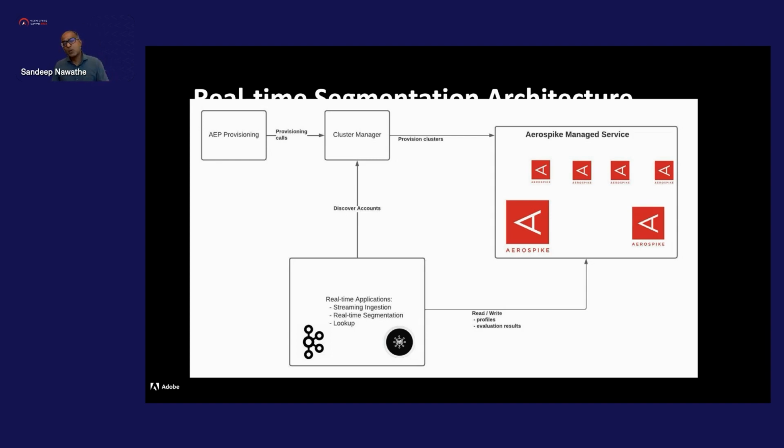Cluster Manager actually goes and provisions clusters with Aerospike's managed service on top of Azure. These managed clusters are managed for a certain level of service that is provided. So the amount of data and amount of throughput we're going to provide, we manage at that level.